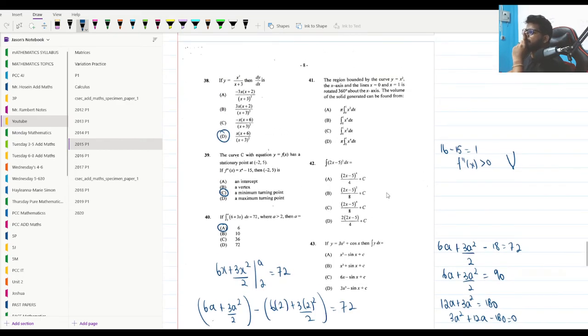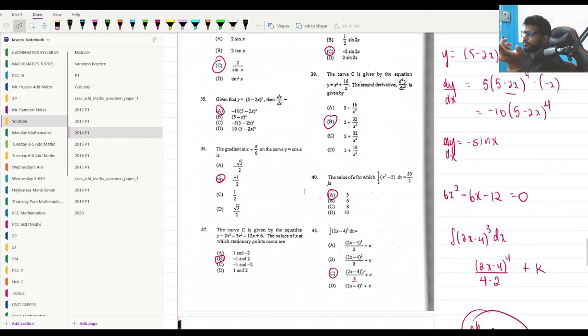The region bounded by the curve y is equal to x squared. This is a repeat. I could already see this because they're looking for the volume of the solid generated, which is going to be pi y squared. And y squared is x to the power 4, and you must have a pi in the integral as well. This is a repeat, 2x minus 5 cubed.